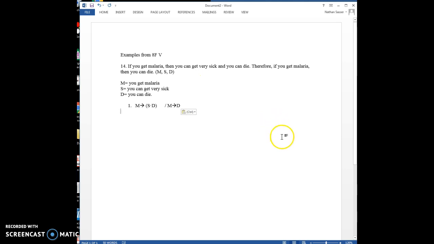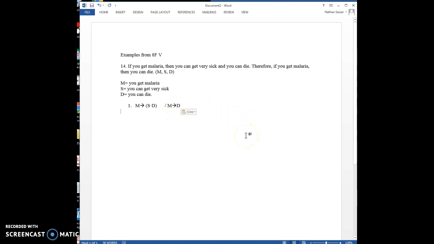If you get malaria, then you can get very sick and you can die. Therefore, if you get malaria, then you can die. So that second statement is the target that we're trying to prove from the original premise. So when we formalize it, when we symbolize it, we get this. Our first premise is if M, then S and D, and we're supposed to prove if M, then D.